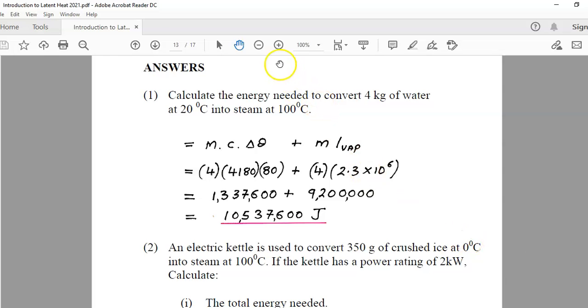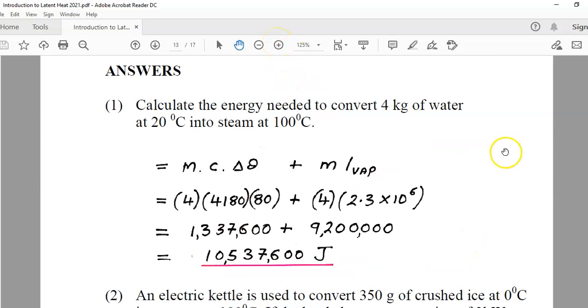Now looking at the answers to this worksheet. The first 3 questions should be manageable enough. 1. Calculate the energy needed to convert 4 kilograms of water at 20 degrees Celsius into steam at 100 degrees Celsius. Well, there's 2 parts there. 4 kilograms of water at 20, you must convert that up to 100, and that's no change of state, so we use that formula. And then the 4 kilograms from water at 100 degrees Celsius into steam at 100 degrees Celsius does involve a change of state, so we use that formula there. Putting things in, and we're given the constants, and it works out at a whopping 10.5 million joules of energy. You notice a lot more energy needed to change the state than rise the temperature.